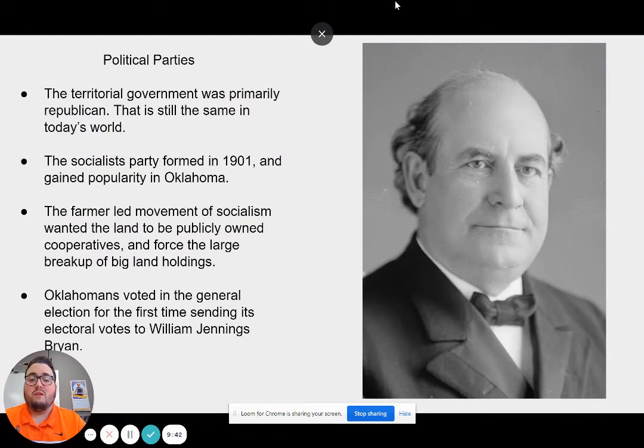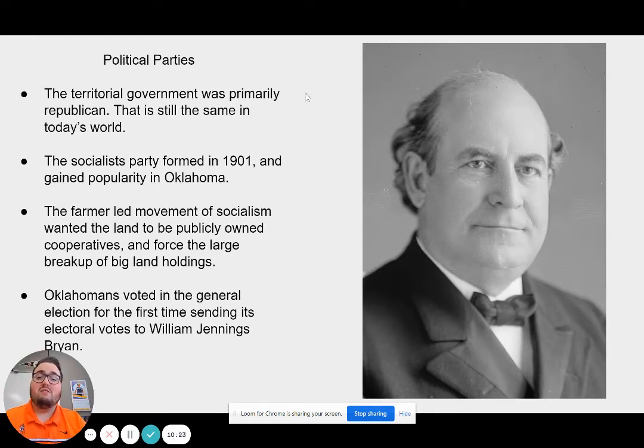Okay, so let's get to political parties real fast. Political parties still have a pretty big say in what Oklahoma does today. If we think of Oklahoma in today's political climate, Oklahoma is predominantly a Republican state. I remember when President Obama was seeking re-election in 2012, President Obama did not win a single county in Oklahoma. He was the Democratic nominee. The same in the 2016 election: Hillary Clinton did not win a single county in Oklahoma. It was President Trump. So when you think of today's political climate, Oklahoma is heavily Republican.